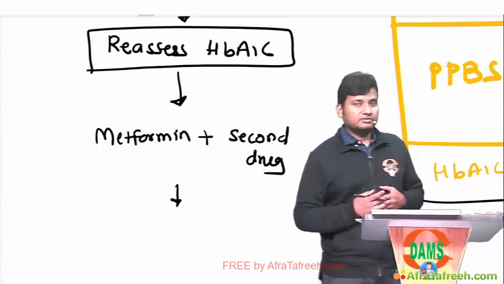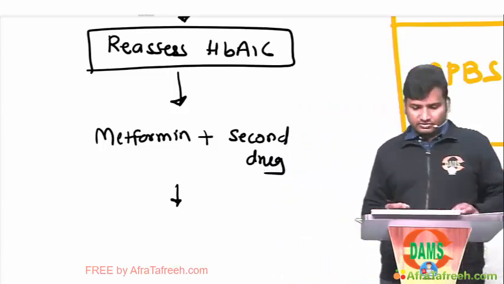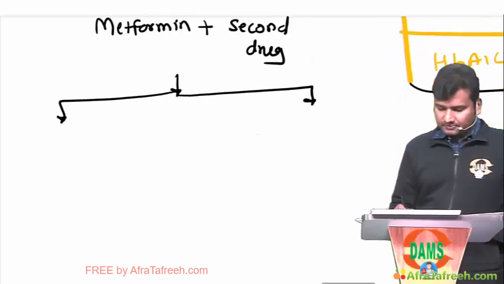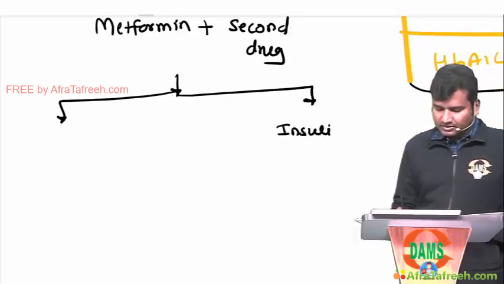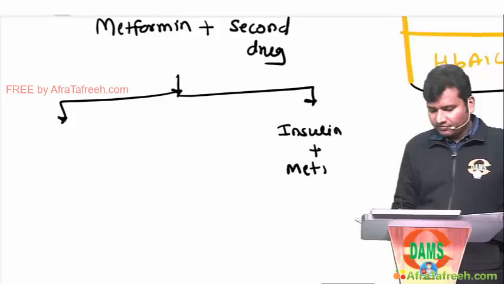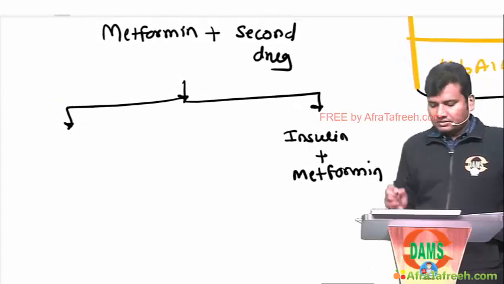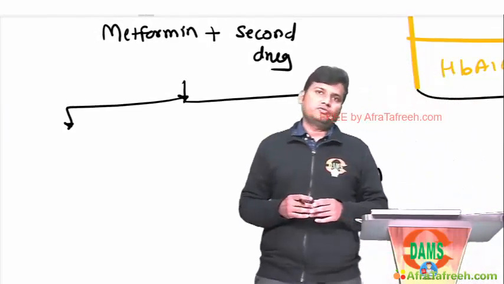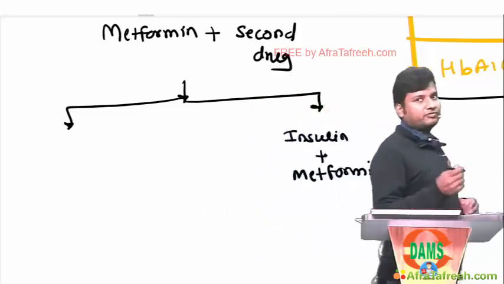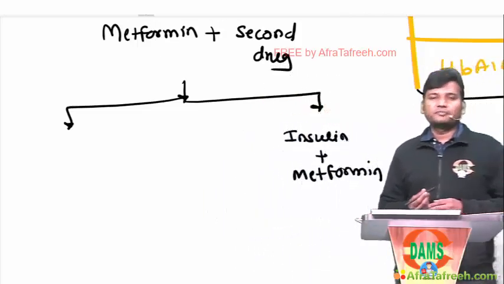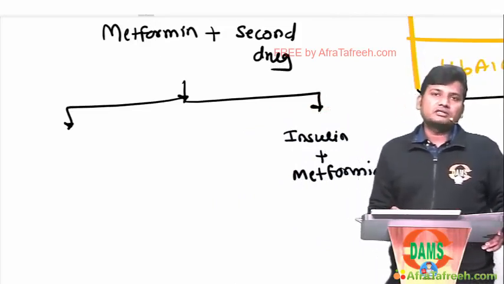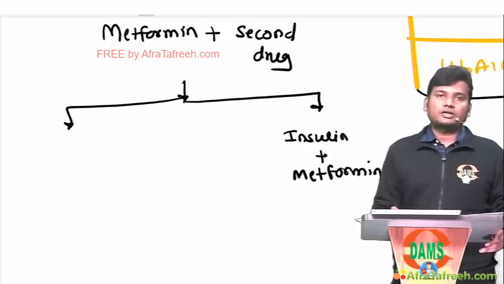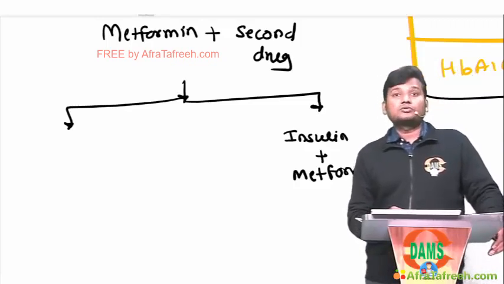And if HbA1c is still more than 7%, then we are having two options. The best option is to start insulin and to continue with metformin. So the best option is to start insulin, but most of the patients they will refuse. Why? Because for insulin we have to take injections and it is not comfortable for a patient to take insulin daily before food. Okay, so generally most of the patients they avoid to take insulin, so they will ask you to give them more drugs.